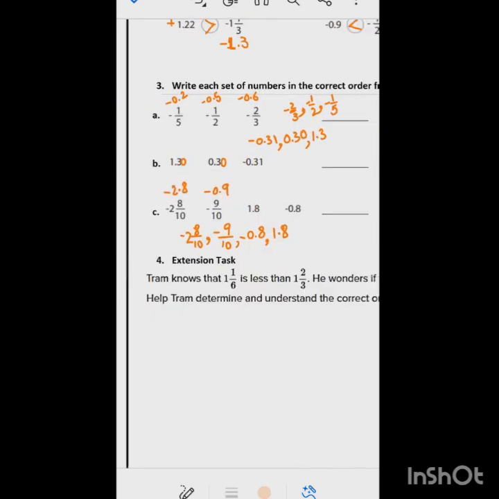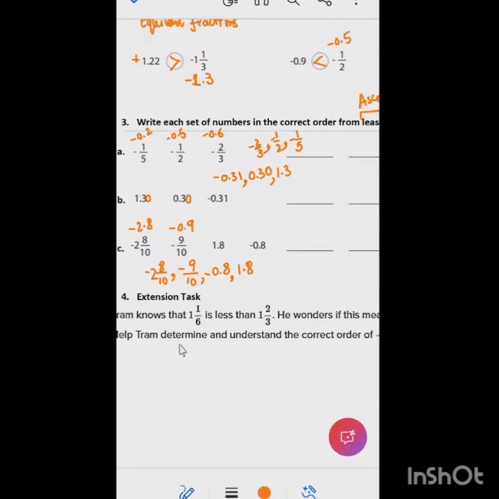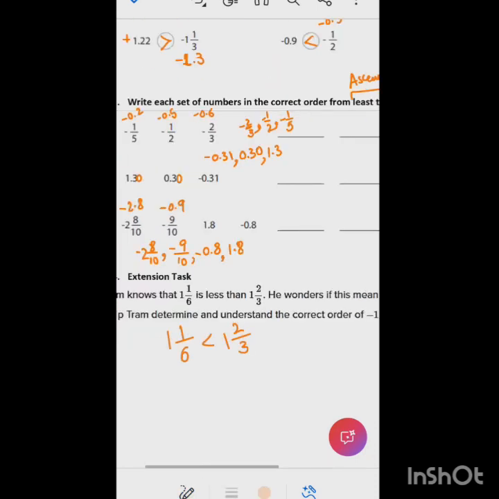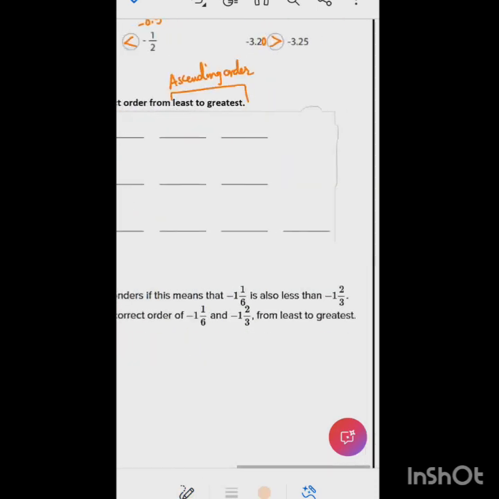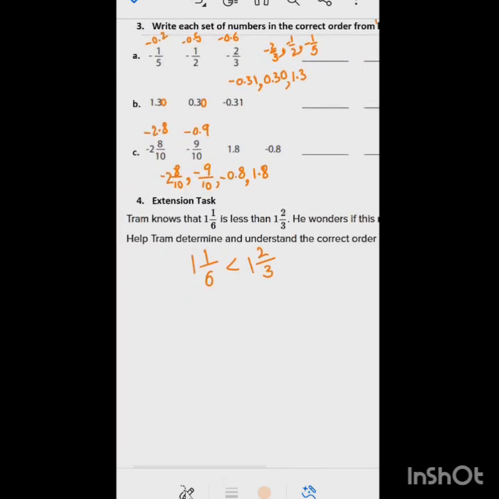So it says Tram knows that 1 whole 1 by 6 is less than 1 whole 2 by 3. So he knows that, and he wonders if this means that minus 1 whole 1 by 6 is also less than minus 1 whole 2 by 3. So he wonders, okay, if this is true. He put a minus sign on both sides, so will this still be smaller?